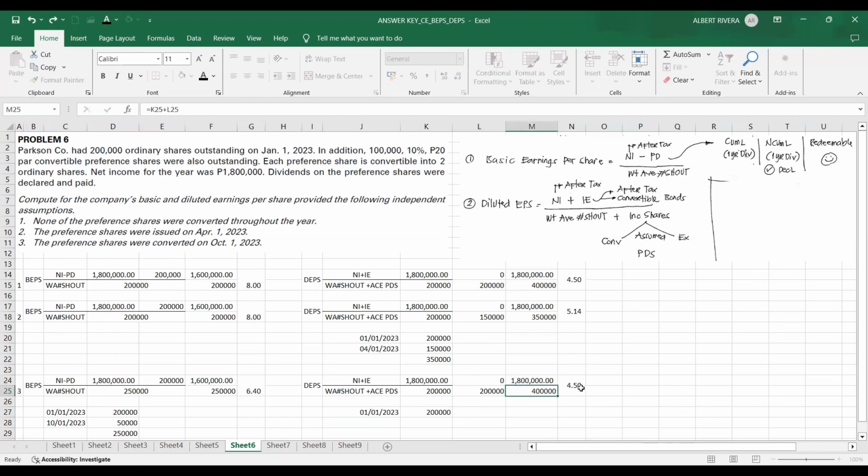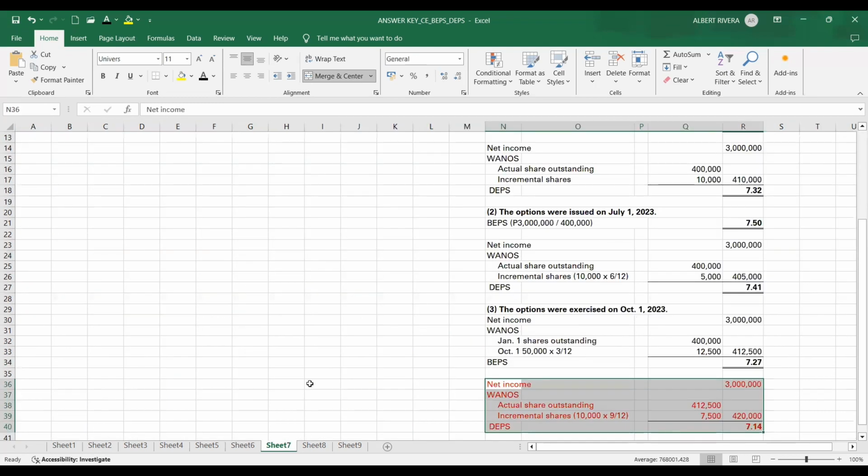Yan. So, your DEPS would still be 4.50. Okay? So, that is now your problem 6. Tandaan mo, assume conversion lang yan. Assume conversion or exercise of potentially dilutive securities.